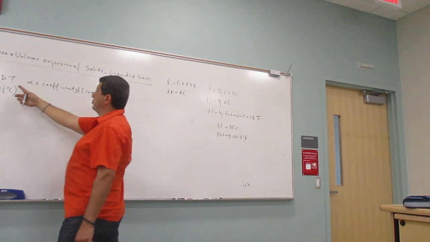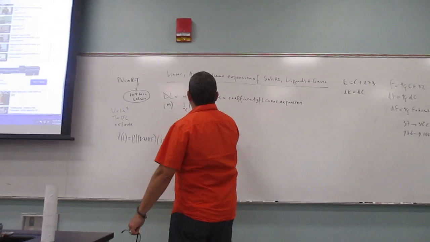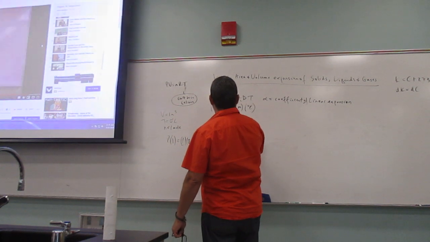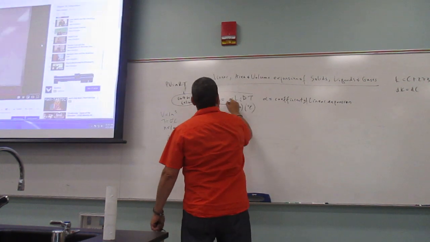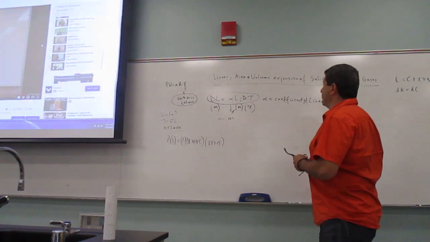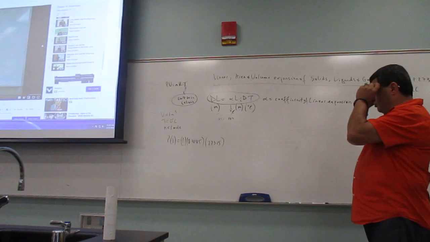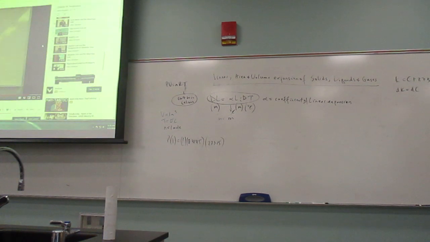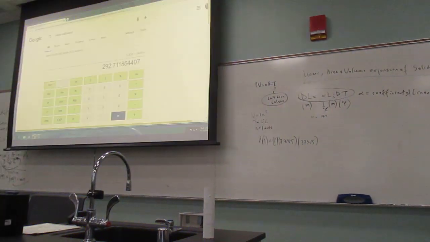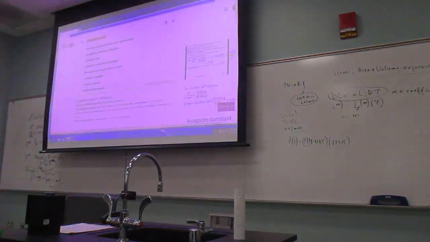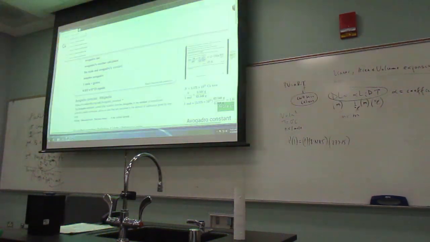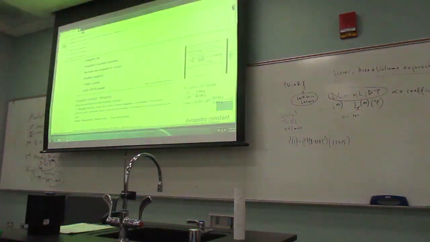For delta T, you can do Celsius. Then the Celsius cancels the Celsius, and you have meter equals meter. So the alpha, the coefficient of linear expansion, is usually given as 1 over Celsius.